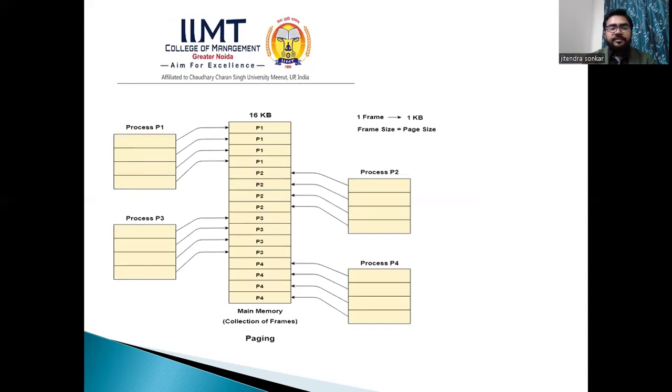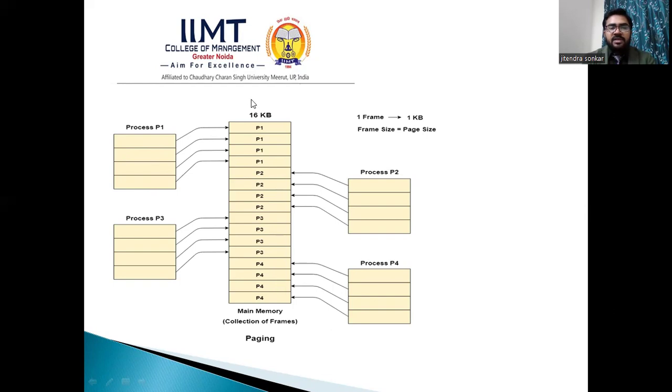Let us see the process P1, process P2, process P3, and process P4. Each process size is 4 KB. Process P1 is divided into fixed-size blocks. Each block is known as a page. This is page 1, page 2, page 3 and page 4. This process is divided into 4 pages. Each page size is 1 KB.